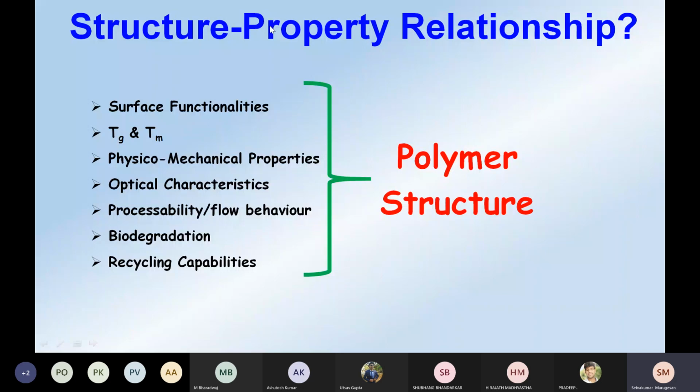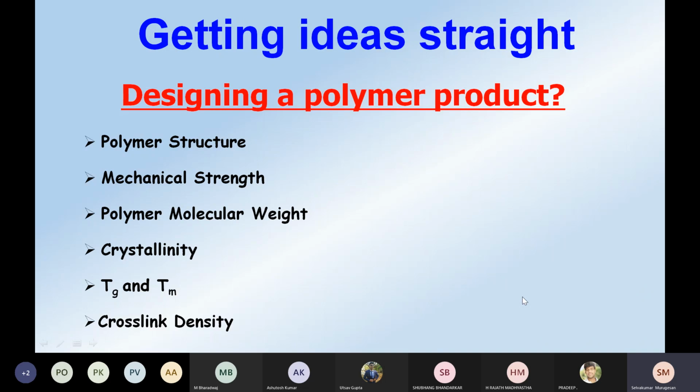So altogether, if you know all these basic ideas or information about the polymer material you are going to use, then you can predict the properties, and that relationship is called the structure-property relationship. Okay. So now, getting straight to designing any polymer product, you should know all these things.